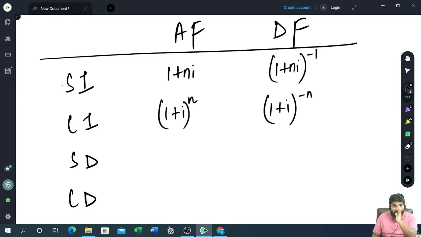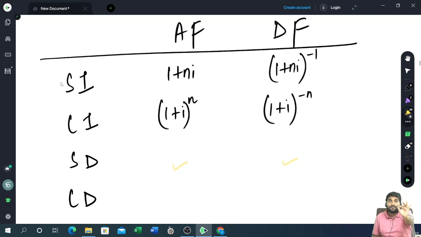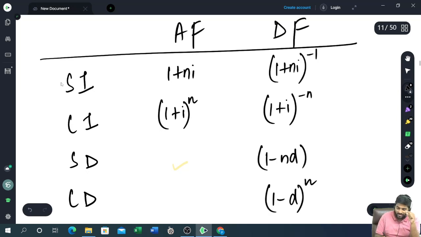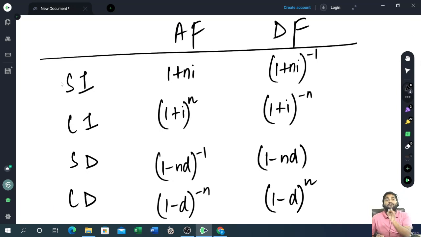Simple discount. Now please wait. Please focus. For simple discount, where should I write first? In the discounting factor column or the accumulation factor column? Discounting factor, because my subject was present value. What should be multiplied with accumulated value to get present value? The answer is 1 minus nd. For compound discount, it will be 1 minus d whole to the power n. And now we can write in the accumulation factor column, which is 1 minus nd to the power minus 1, and 1 minus d to the power minus n. So this is a summary of accumulation factor and discounting factor for n years for all the four basic things that we have studied today. Please first understand and then you can copy.